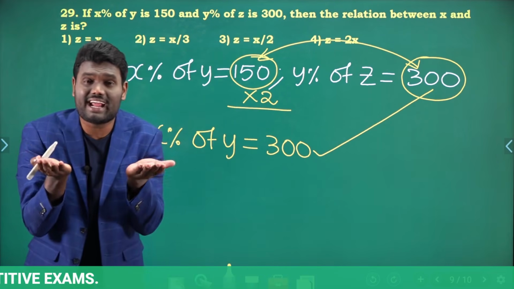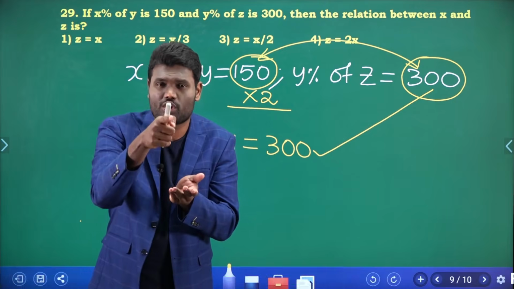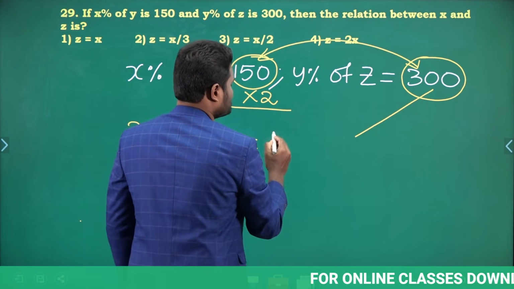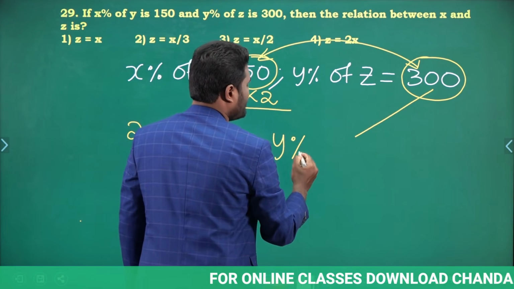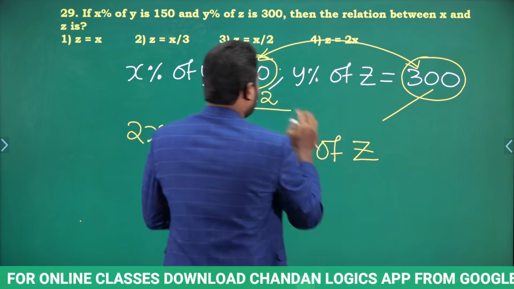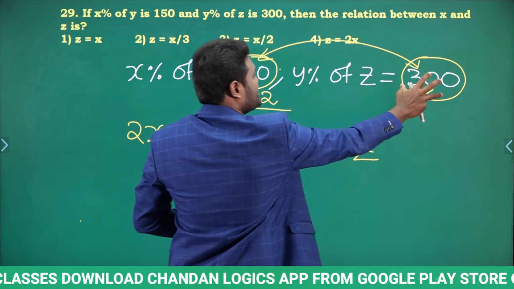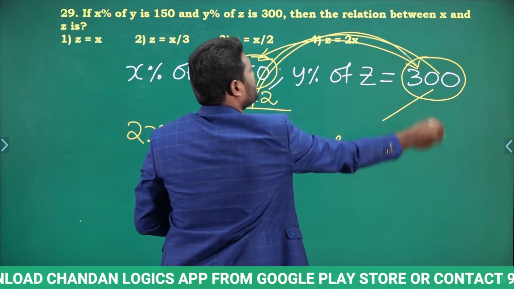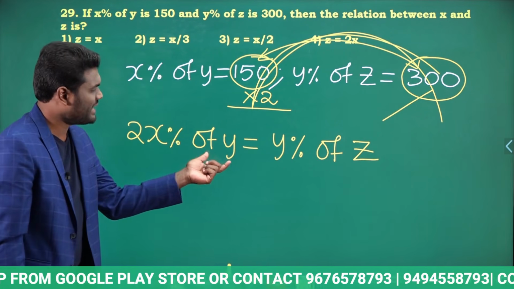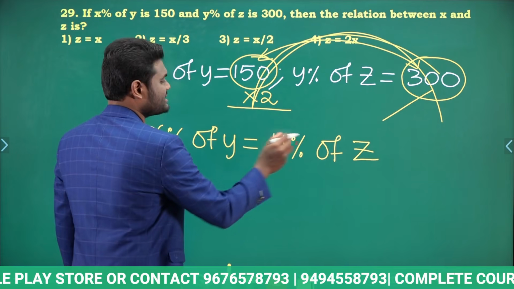As both are 300, can I equate them? Yes or no? I can equate them. When I substitute here, this is going to be y percent of z. Why? Because I made this 300 and this is also 300, both of them will be the same. As both are the same, 2x percent of y is equal to y percent of z.